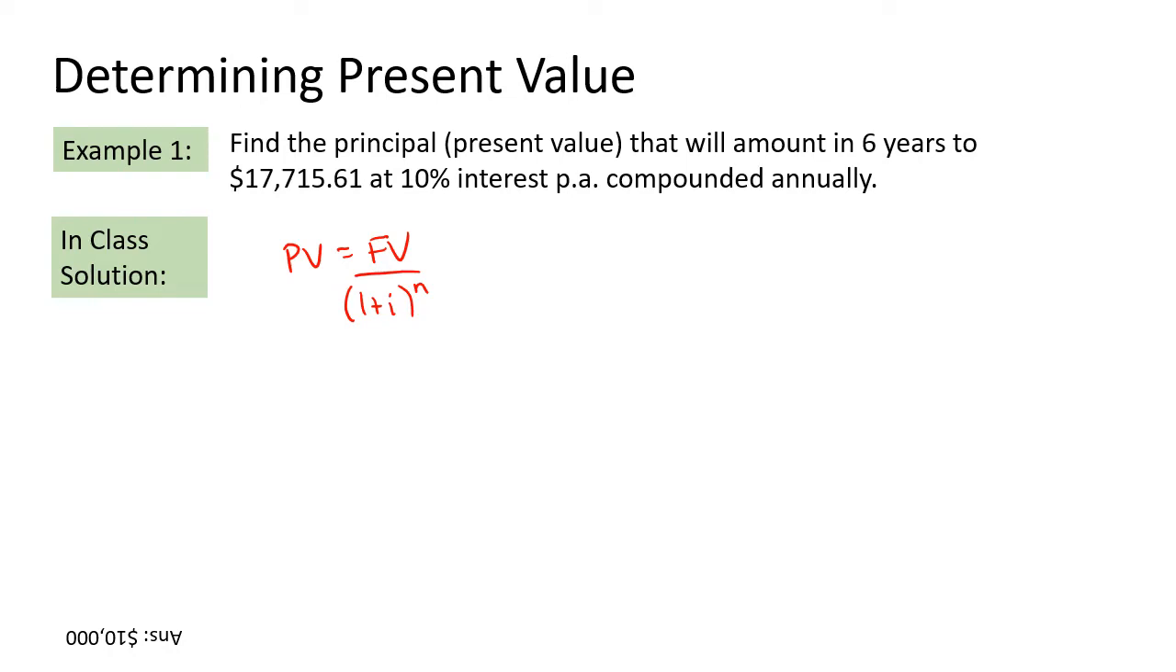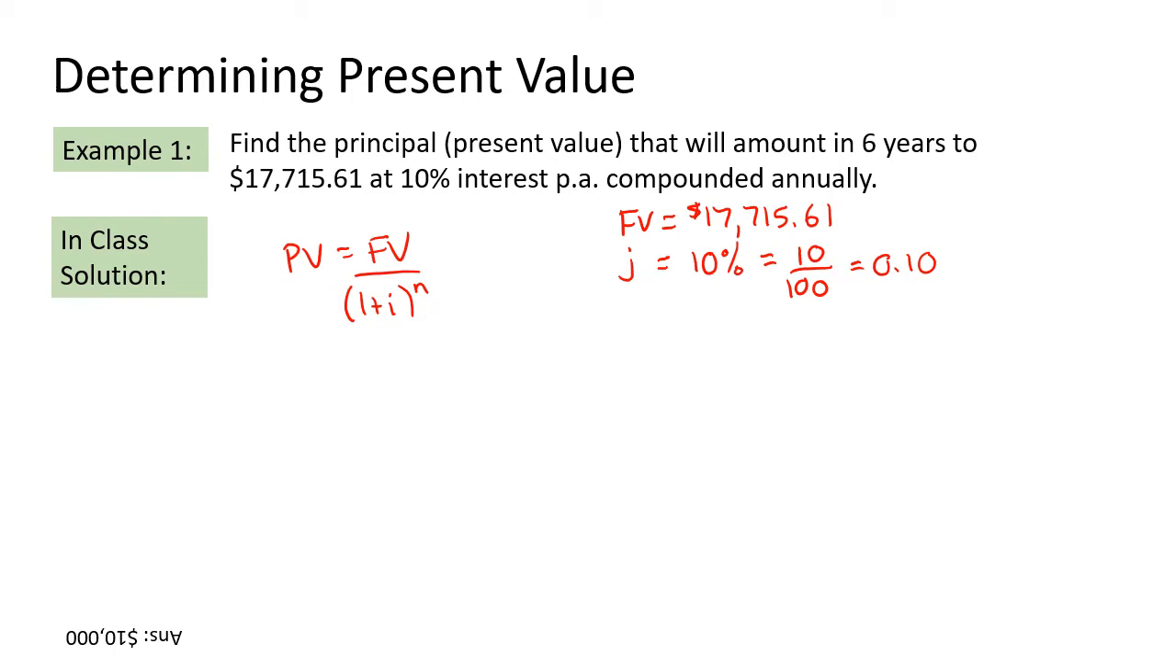So when I have these problems, and as you saw in the previous lecture, I like to list out what I have and what I need to calculate. So we know our future value is $17,715.61. We know that our interest rate per annum, remember, that's our nominal interest rate, J, is equal to 10%, which, if you want to convert that to a decimal, remember we have to use decimals in these formulas, it's 10 divided by 100, removing the percentage sign, which is 0.10.